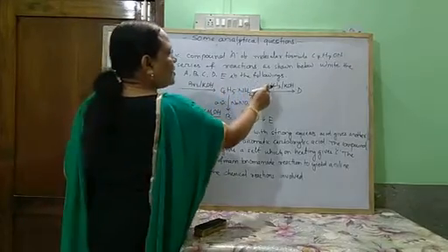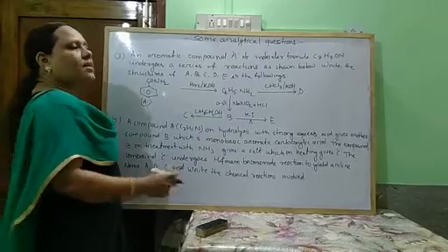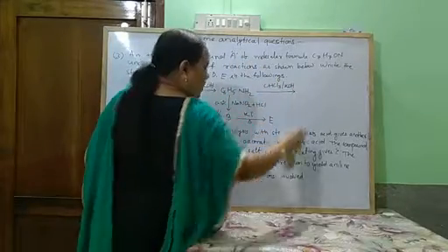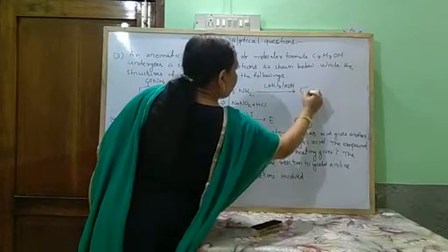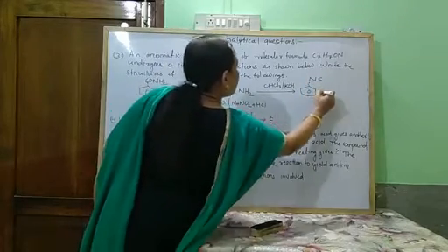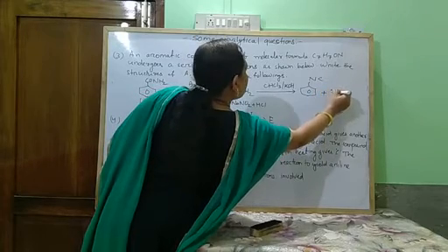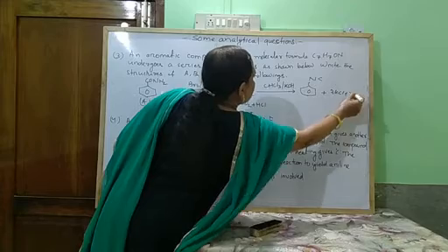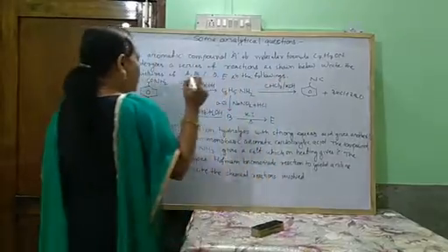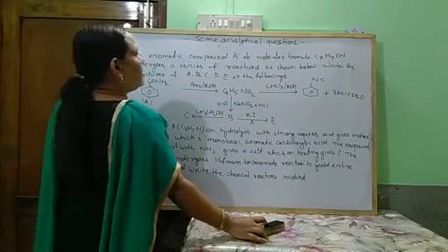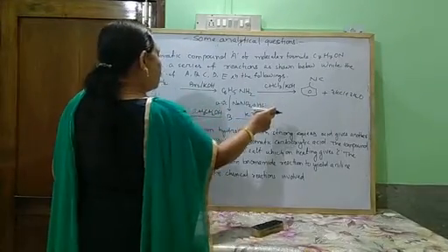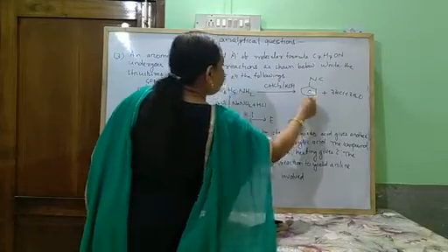Then aniline, when treated with chloroform and potassium hydroxide, carbylamine reaction, the NH2 group is converted to phenyl isocyanide or phenyl carbylamine, C6H5NC, plus this is the side product, and this one is phenyl isocyanide. This one is D.